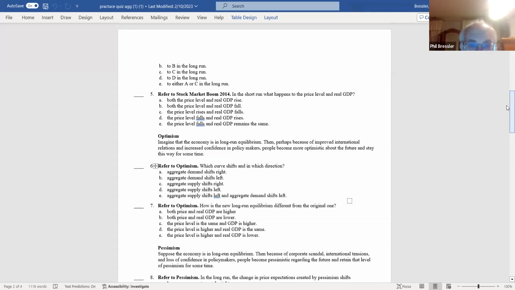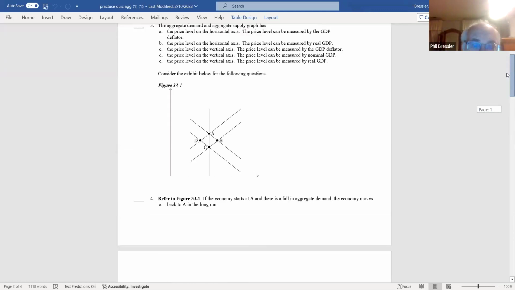The price level is higher and real GDP is the same. So 7 is D as in dogwood. Let's just go up here to look. Start at C. Optimism is going to shift aggregate demand to B. Again, I have more workers. I'm making more output, so I need more workers. Demand for workers increases, wages go up. I'm going to go to A. Price level is higher than C. Output is the same.